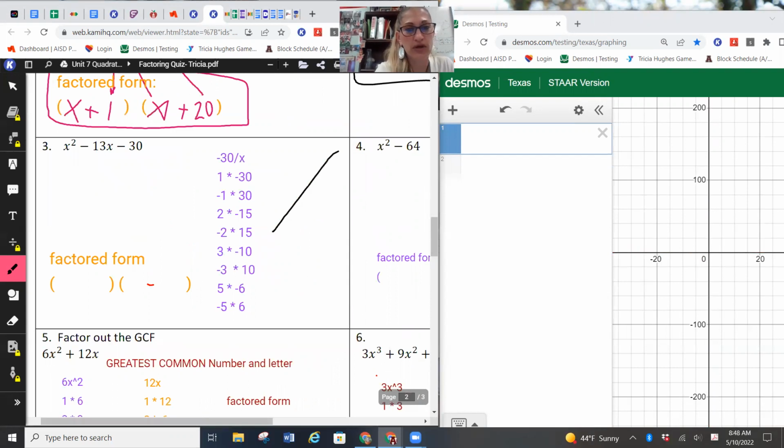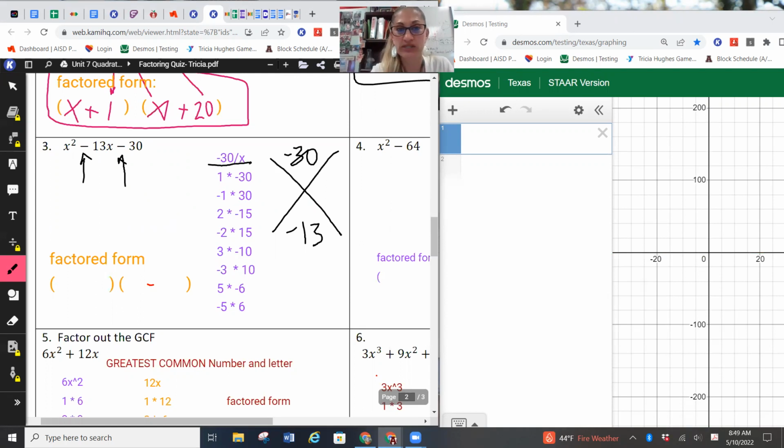So number 3, our C value is -30. Our B value is -13. On this question, most students forget to see the signs that attach to the A, B, and C. So that's one thing you have to remind yourself, that I'm looking at the number and the sign.